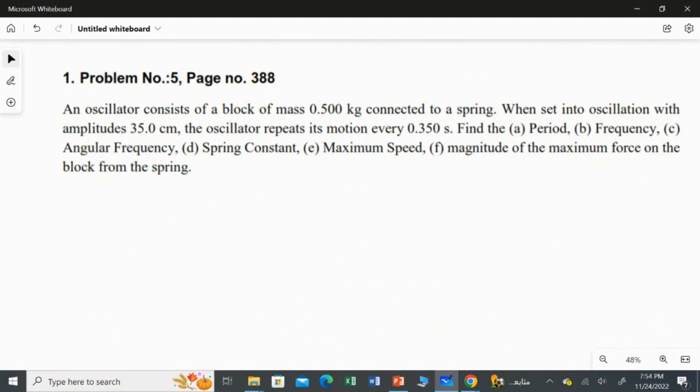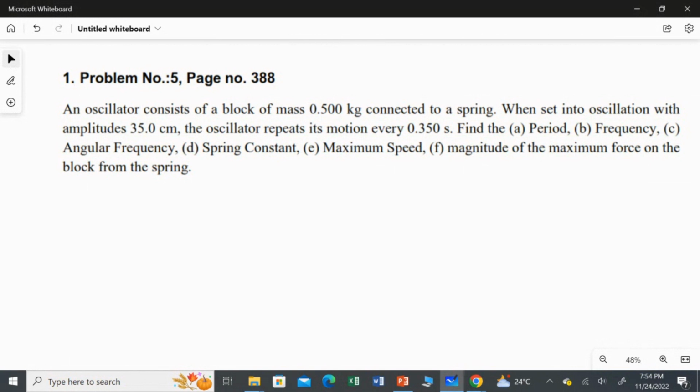So when you oscillate the oscillator, what will happen? It will move up and down, or you can take the oscillator in the horizontal position. If you oscillate on a frictionless surface, it will oscillate. And when you trace its path, you can easily trace its path in the form of a sine wave, right?